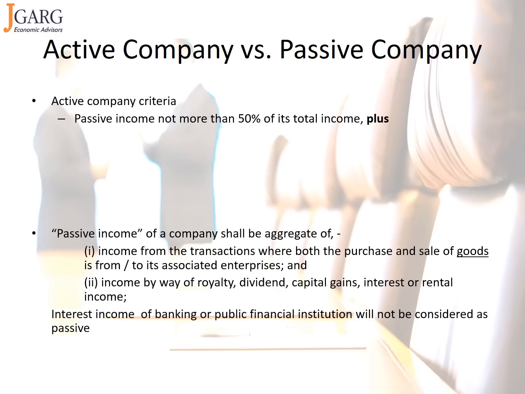So if B is buying from China and supplying to India, then income from the transactions where both the purchase and sale of goods is from or to AEs, in this case B would be having income from the associated enterprises, that is both purchase and sale is from or to its associated enterprises, and the income earned would qualify as a passive income.